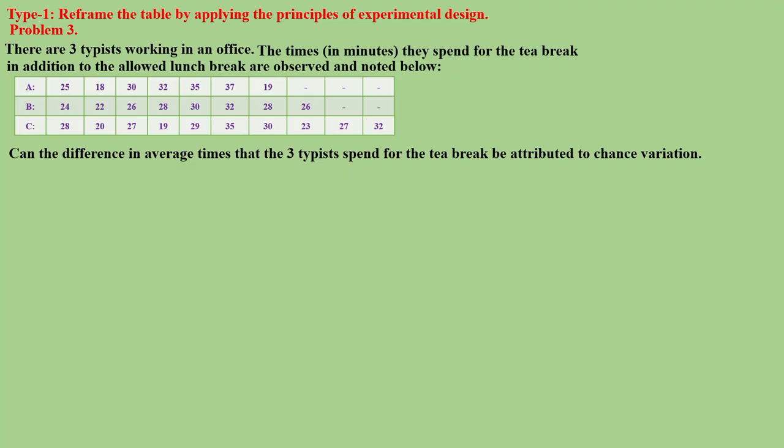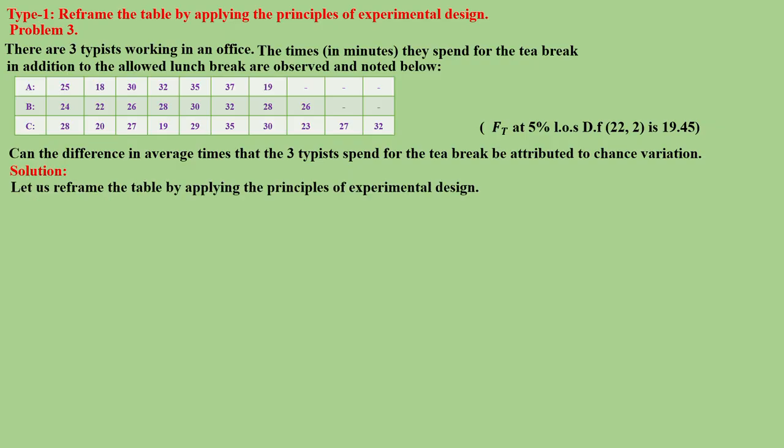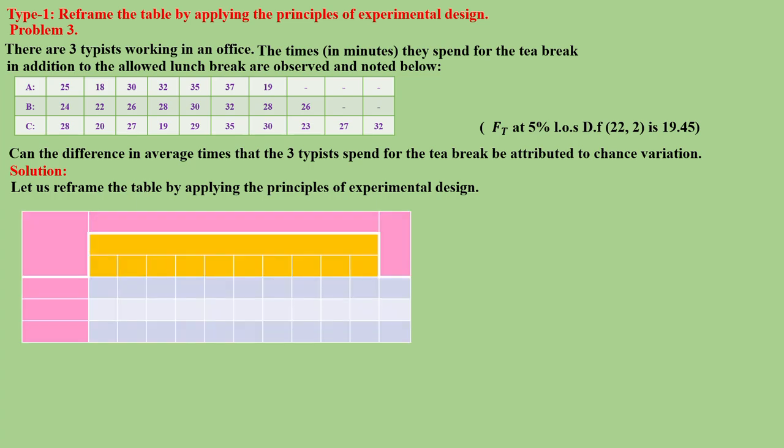Right? So given tabulated value of F at 5% level of significance, degrees of freedom 22, 2 is 19.45. So we'll see the solution. So let us reframe the table. So draw the table. Typist, so they are in the row, R is equal to 3 treatments A, B, C, and the time spent for tea break.